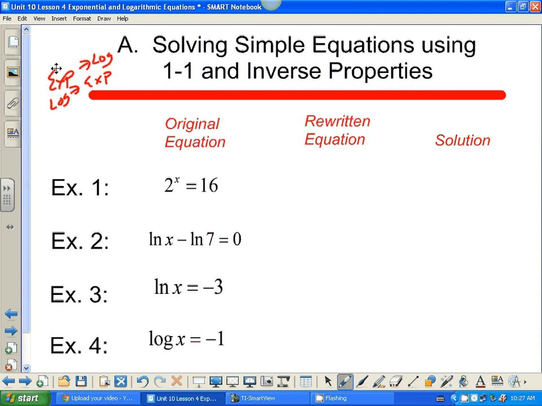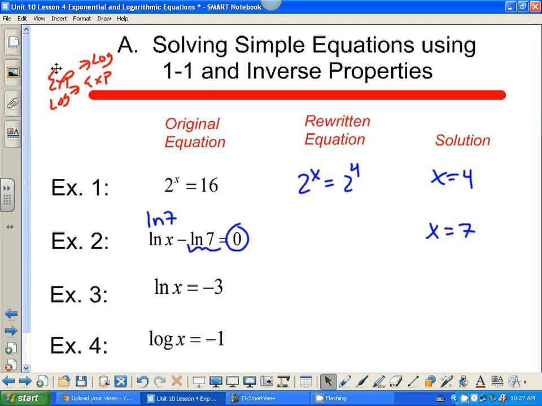But don't underestimate the power of your brain. For instance, example 1. I don't think you need any fancy logarithming or exponentiating to solve it. 16 is a power of 2, so x is just equal to 4. Same with example 2. You can do fancy math, but in order to get 0, and this is a log of 7, doesn't this need to be the natural log of 7? So x is just 7, and I could just look at it.